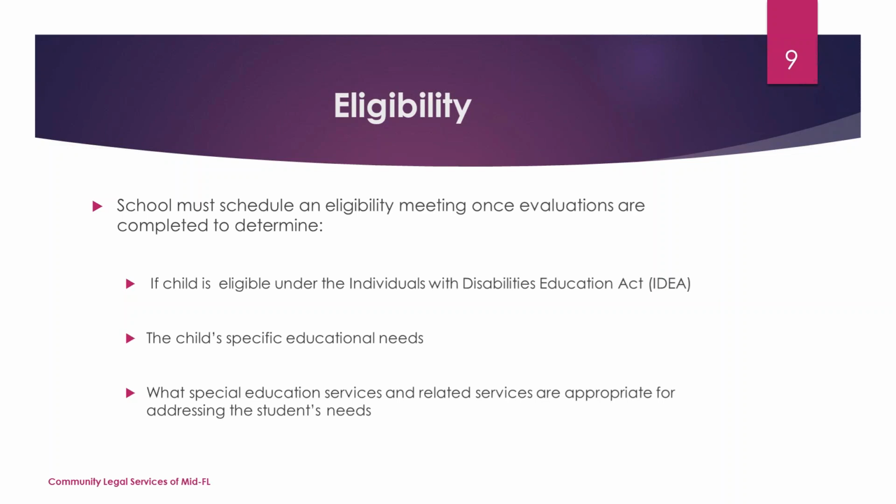Yep. Okay, great. Once you've signed the consent and the evaluations are complete, they must have an evaluation meeting, an eligibility meeting. During that meeting, they review all of the documents and all of the evaluations. If the child is eligible under IDEA, the Individuals with Disabilities Education Act, they will recommend that he be placed in ESE or in special ed. They will develop a plan that speaks to the child's specific educational needs, and they will talk about what educational services and related services are appropriate for addressing the needs. Services and related services are things like speech therapy, occupational therapy, a sensory diet for students with sensory disorders. Related services are things like transportation and any other services. Next.